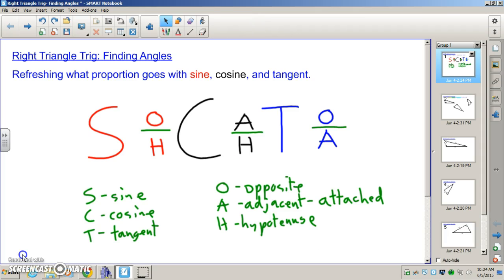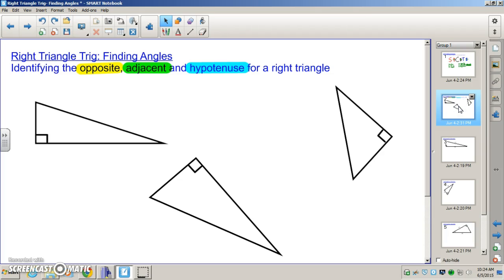When you see an O, that stands for opposite. In the textbooks, A always stands for adjacent, and I like to think of that as attached. If adjacent is not a common word to you, I think attached is more tangible and makes more sense. It's the same meaning, same idea, and it also starts with the letter A. So before we dive into problems, I want to make sure we can identify the opposite, the adjacent, and the hypotenuse for any given right triangle.